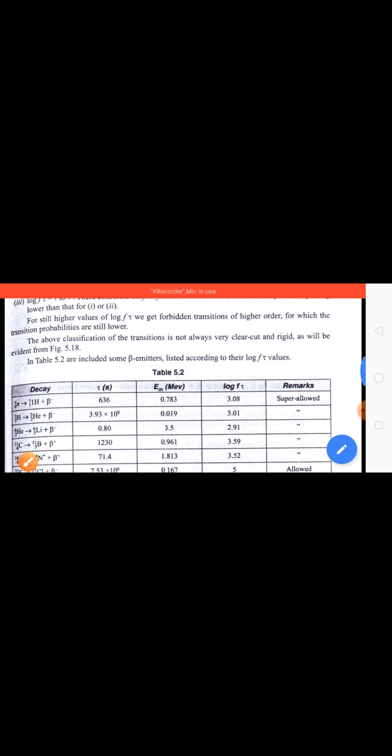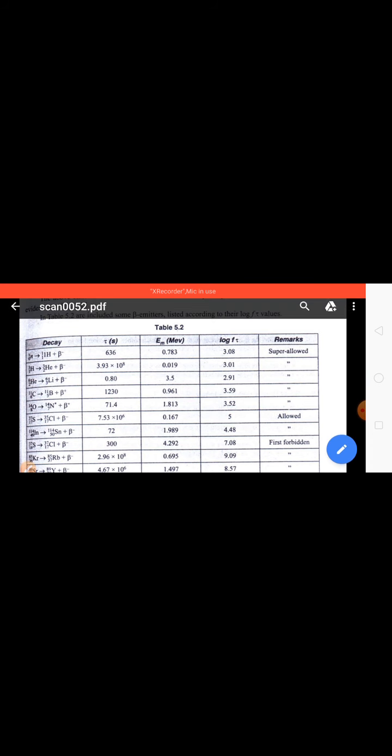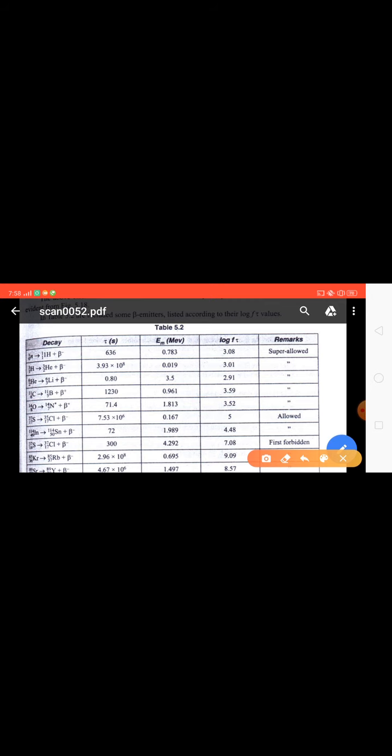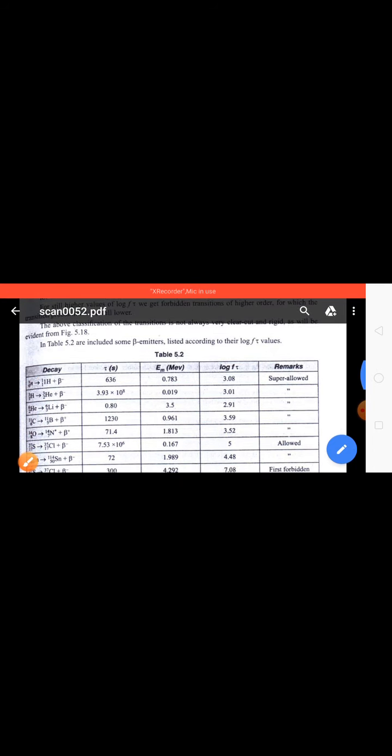The above classification of the transitions is not always very clear cut and rigid, as shown in the figure. In the table below, some beta emitters are listed according to their log Ft values. The first decay transition you can see here is hydrogen beta negative decay. The half-life is 636 seconds, the maximum energy is 0.783, and the log Ft value is 3.08.